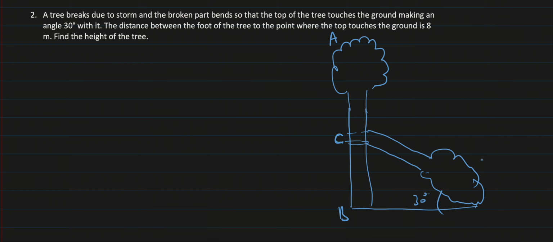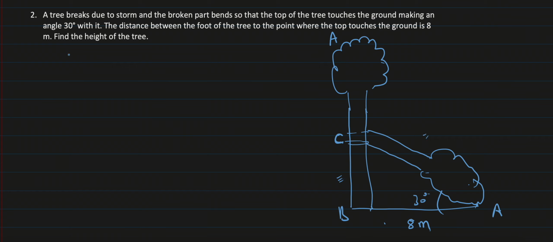So this CA comes down over here. The distance between the foot of the tree and the ground where it is touching, A, is 8 meters. This part is 8 meters, given to you. You need to find the height of the whole tree. Now I have this base. First let us calculate this perpendicular, and then this part.